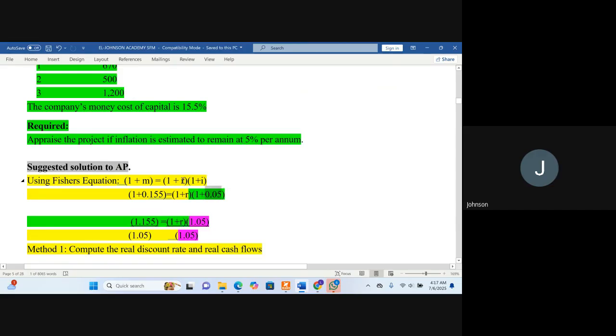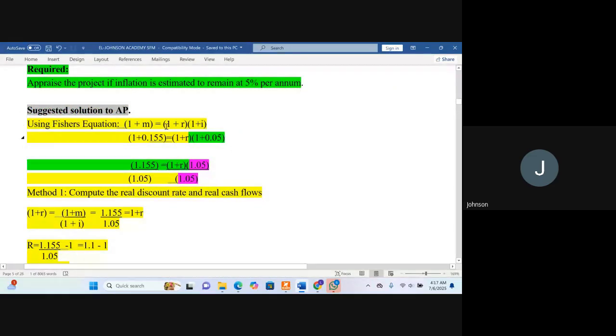Then your r, we don't have r. We are trying to look for r. The real rate is what we're looking for. But the money terms cost of capital we are given is 15.5%. So we divide it by 100 also, and we get 0.155. Now the next thing is to ask, what am I looking for? I'm looking for r. So I need to divide both sides by what is beside r, and what is beside r is 1 plus 0.05.